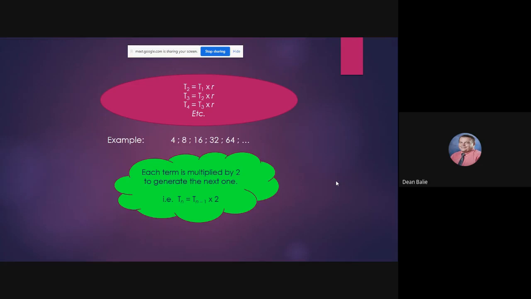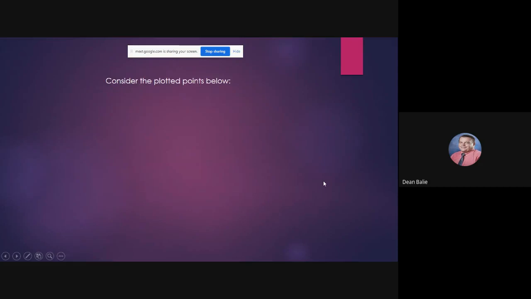Right. So each term is multiplied by 2 in this case. And you'll see that this formula that we've got over here actually presents a problem because it relies on knowing the term before. Okay, so if we now look at what these things actually look like, I've taken the term positions, the values for n, and plotted them against the actual values of the term itself. So I've plotted n against Tn.